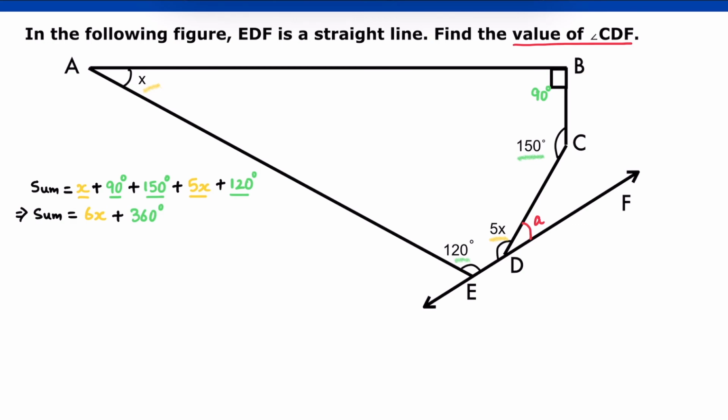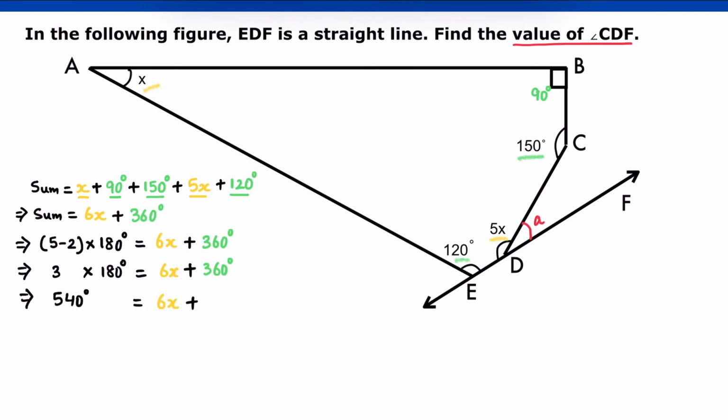We know the formula for calculating the sum of interior angles. ABCDE is a pentagon, a polygon with 5 sides. So we have (5 minus 2) times 180. 3 times 180 equals 6x plus 360. And 540 minus 360 equals 6x, or 180 equals 6x. Dividing both sides by 6, we get x equals 30 degrees.